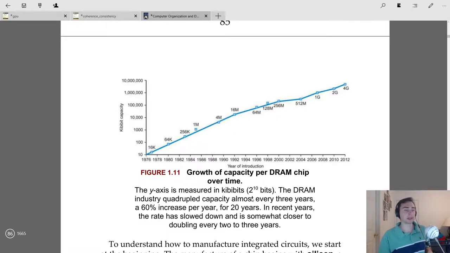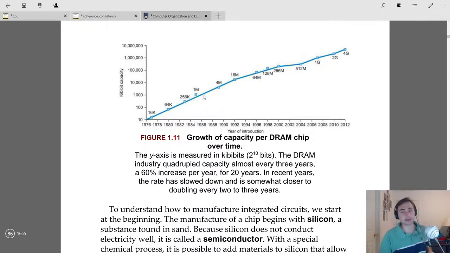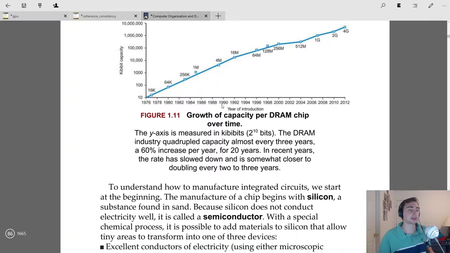For quite a while, we were at about a 60% increase per year for 20 years. Recently, it's slowed down a little bit as process technology isn't improving quite as fast. So now in recent years, it's more like doubling every 2 to 3 years, right? Which is still good, right? We're still getting more capacity in the same area.